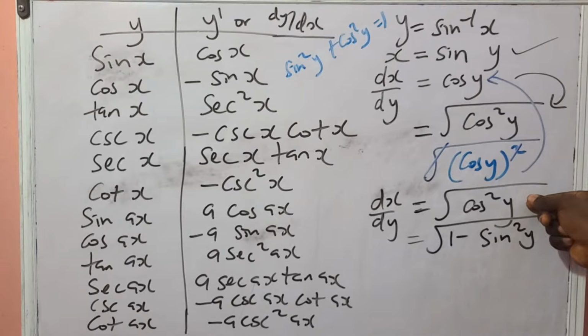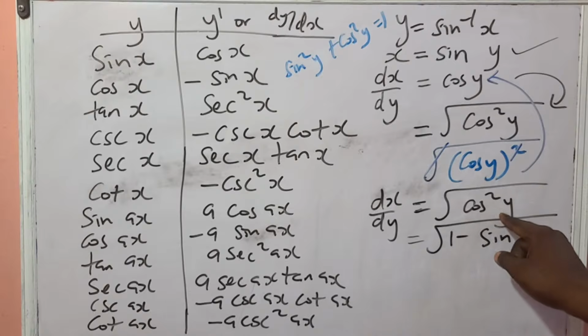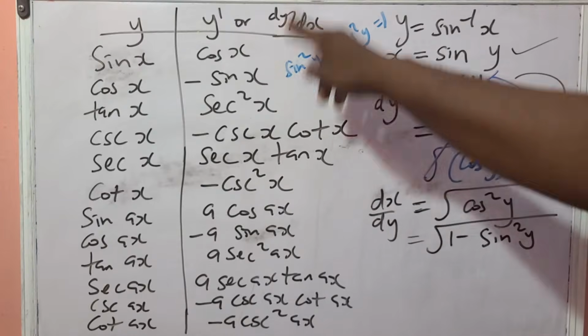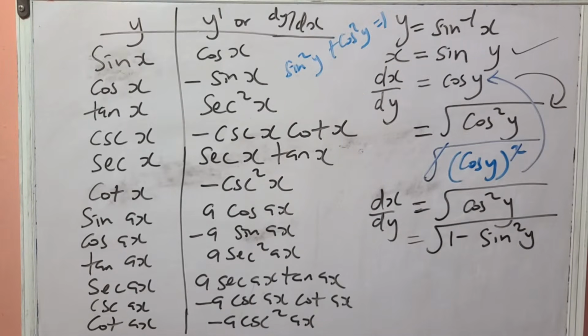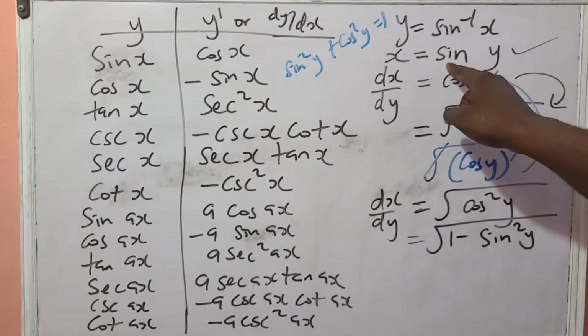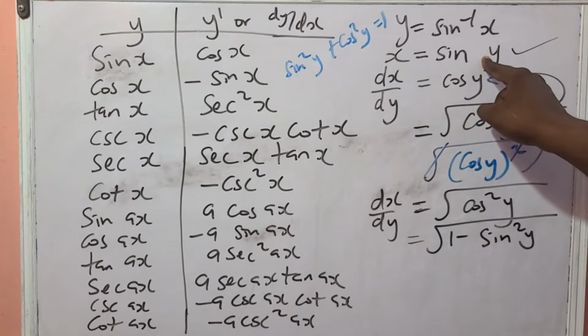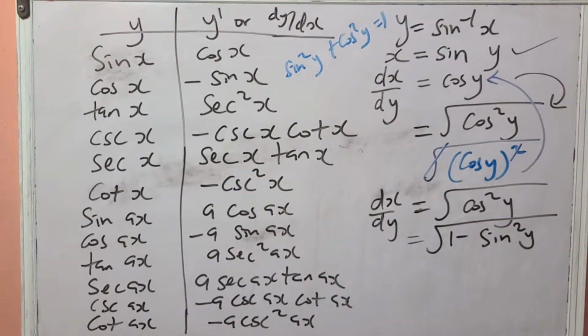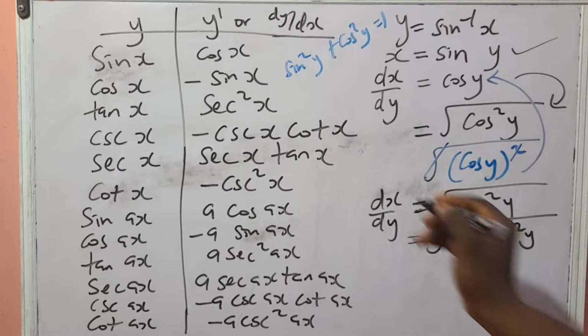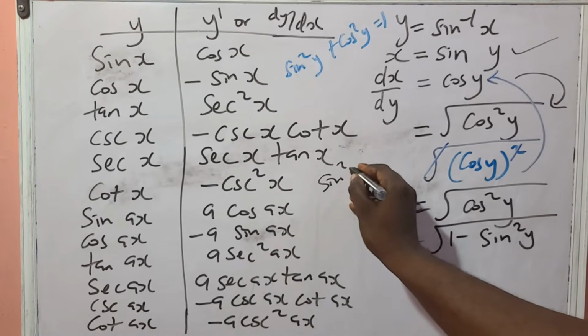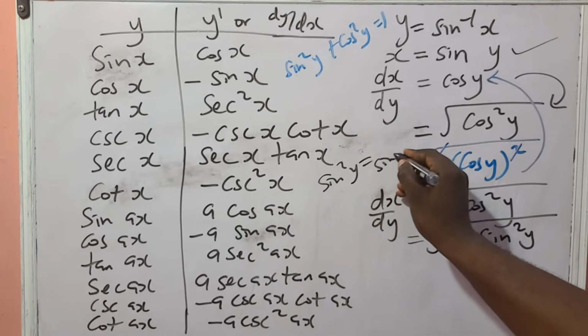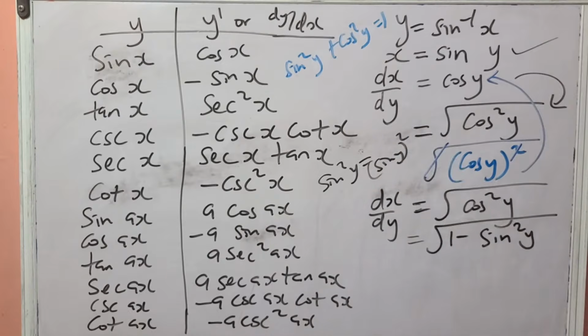Now I've gotten here. Instead of writing cos square y, I want to write 1 minus sine square y. The reason why I did this was because I was able to see that there is a sine y here. Sine y was equal to what? x. So if sine y is equal to x, I'm sure you all agree with me that sine square y is the same thing as sine y all square. You all agree with that. Nobody is here not agreeing with that.